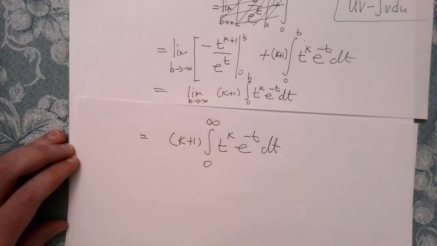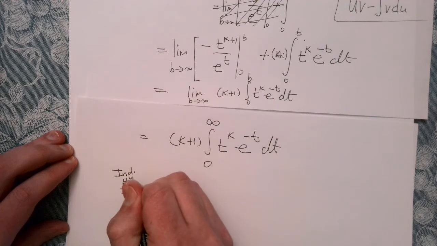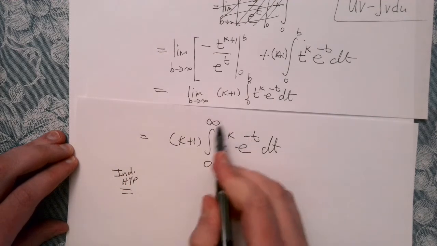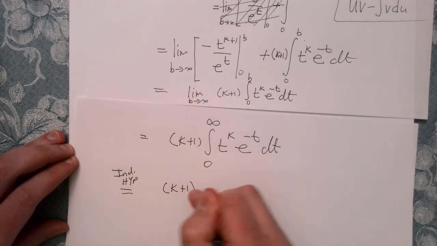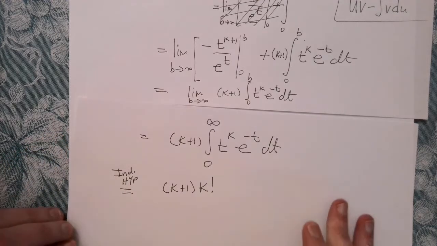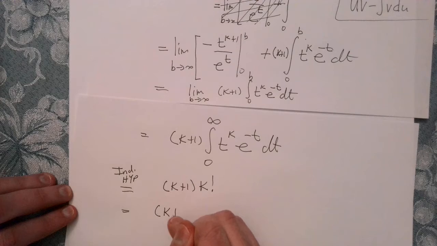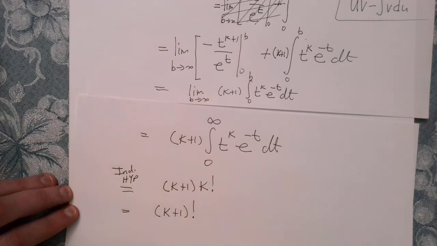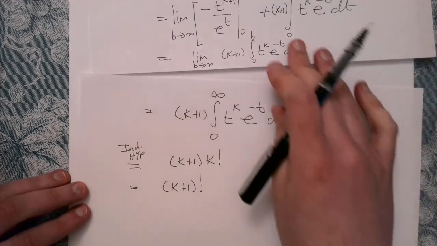And then by our inductive hypothesis, we get the following. So this we said was equal to k factorial, right? That was our assumption. So we've got k plus 1 times k factorial. That seems pretty nice. But that's exactly the definition of k plus 1 factorial. And so we did it. We want to put a nice bow on this with a good conclusion.